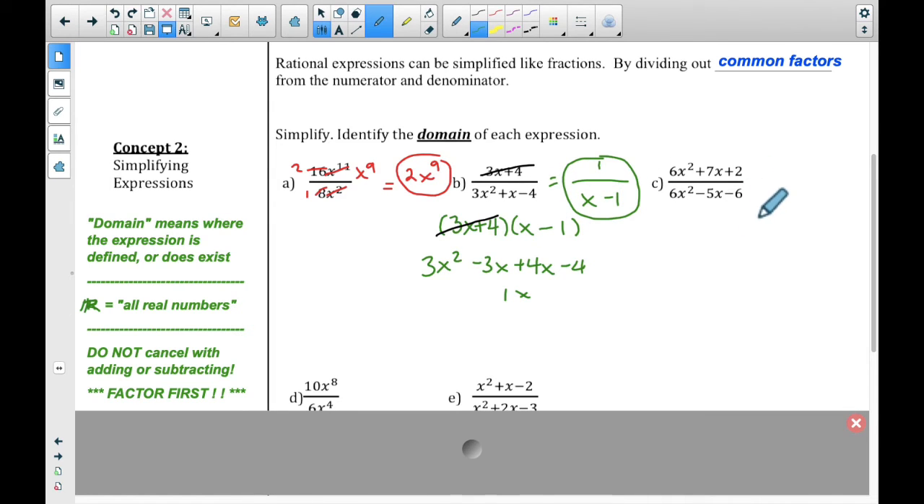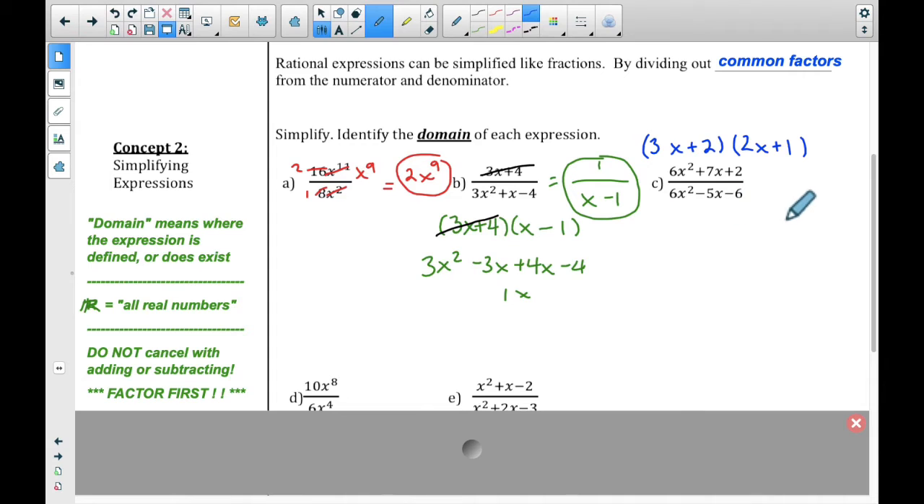We're going to do one more example and then we're going to talk about domain. So in this example, once again, we're going to have to see if it can be factored. So this is a tougher one. You might want to do this with splitting the middle term. So I actually did the numerator with guess and check.